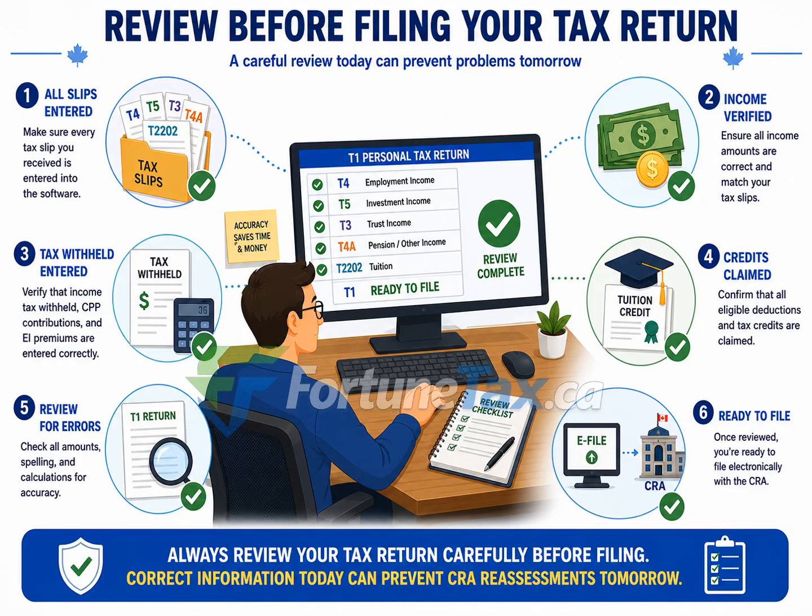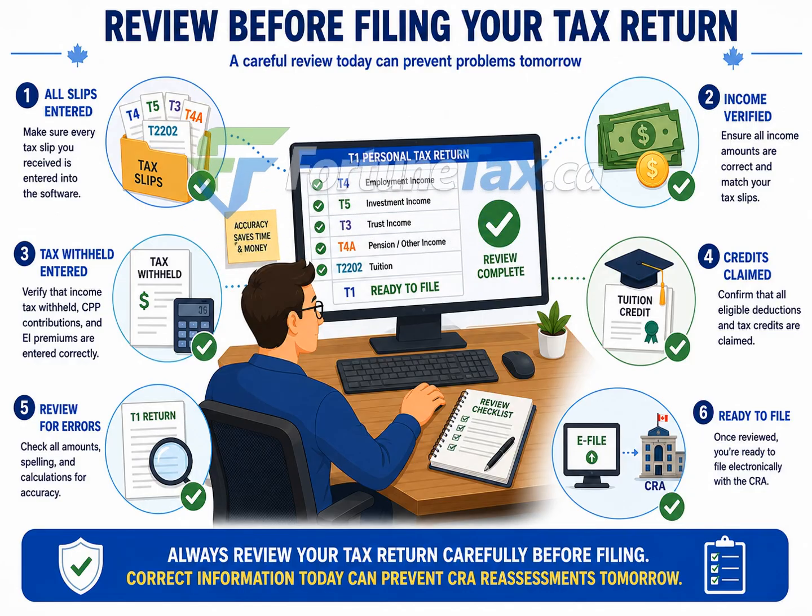If you have tuition slips or qualify for deductions and tax credits, make sure they have been included as well. Missing credits could mean paying more tax than necessary. Take a few moments to review the completed return for typing mistakes, incorrect numbers, or missing information. Even a simple data entry error can affect your refund or result in a CRA reassessment. Once everything has been verified, you're ready to file your T1 personal tax return electronically with the Canada Revenue Agency.